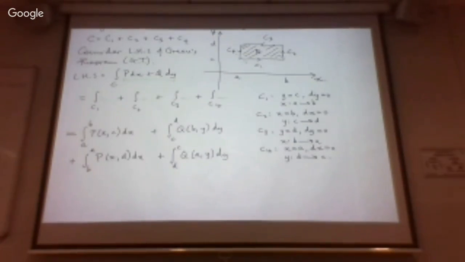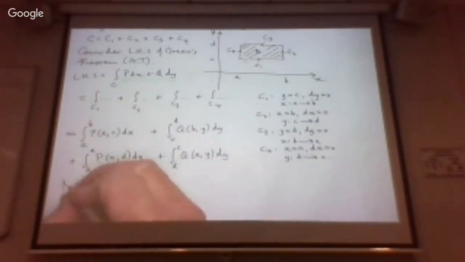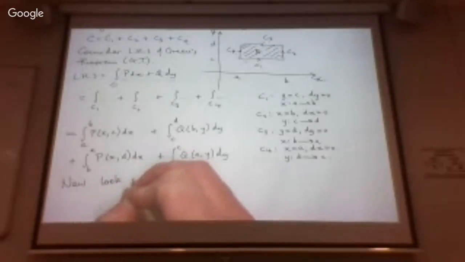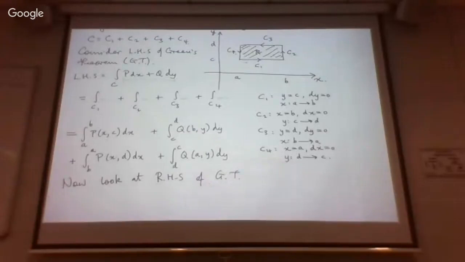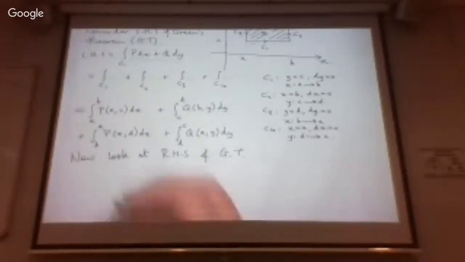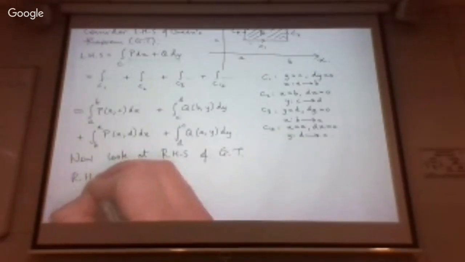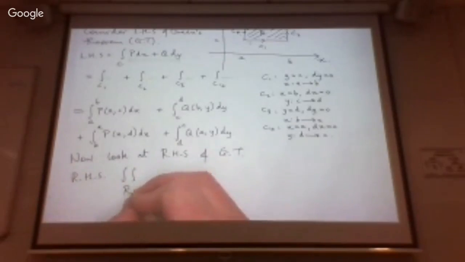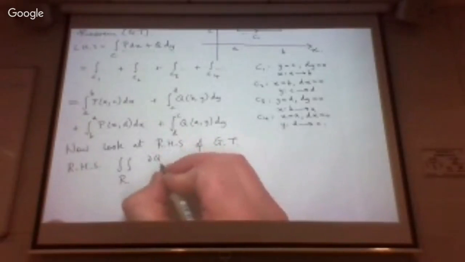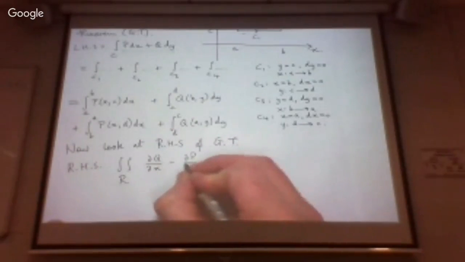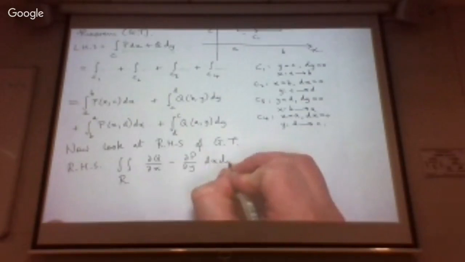Now we should look at the right-hand side of Green's theorem. And what we're going to prove is that it comes to exactly this. So we look at the right-hand side. The right-hand side is the double integral over R, which is the inside of the rectangle. We're integrating dq/dx minus dp/dy, dx dy.